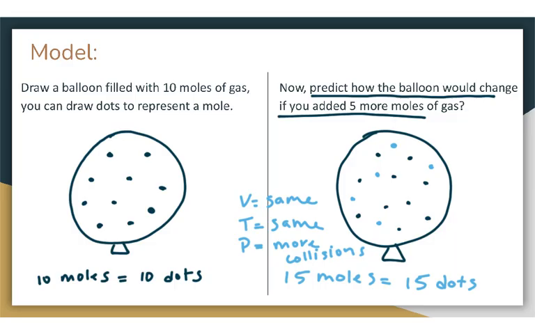If instead of having the volume the same, I kept the pressure the same and changed the volume, what would happen to my volume if I want those collisions to stay the same? My balloon might have to get bigger. So we have some different things to consider as we're now adding more moles of gas into our pictures. I didn't draw the arrows on these, but you could have. For the sake of time, I'm going to just leave my models at that.